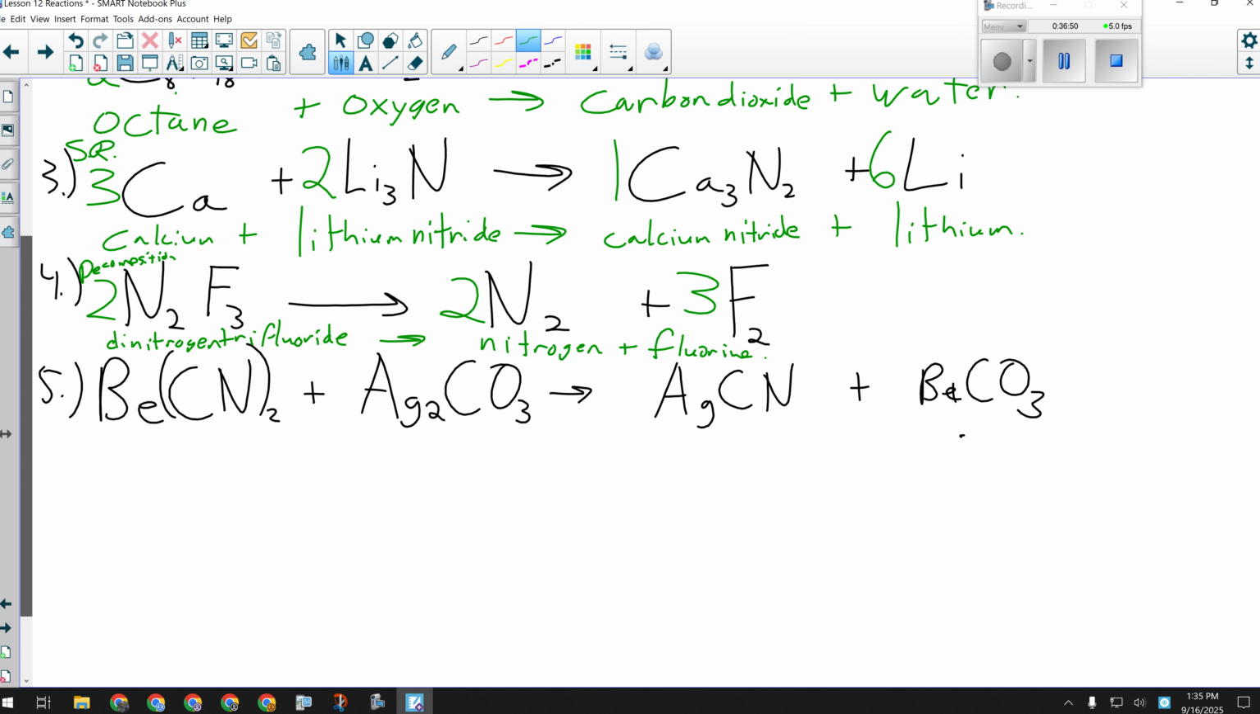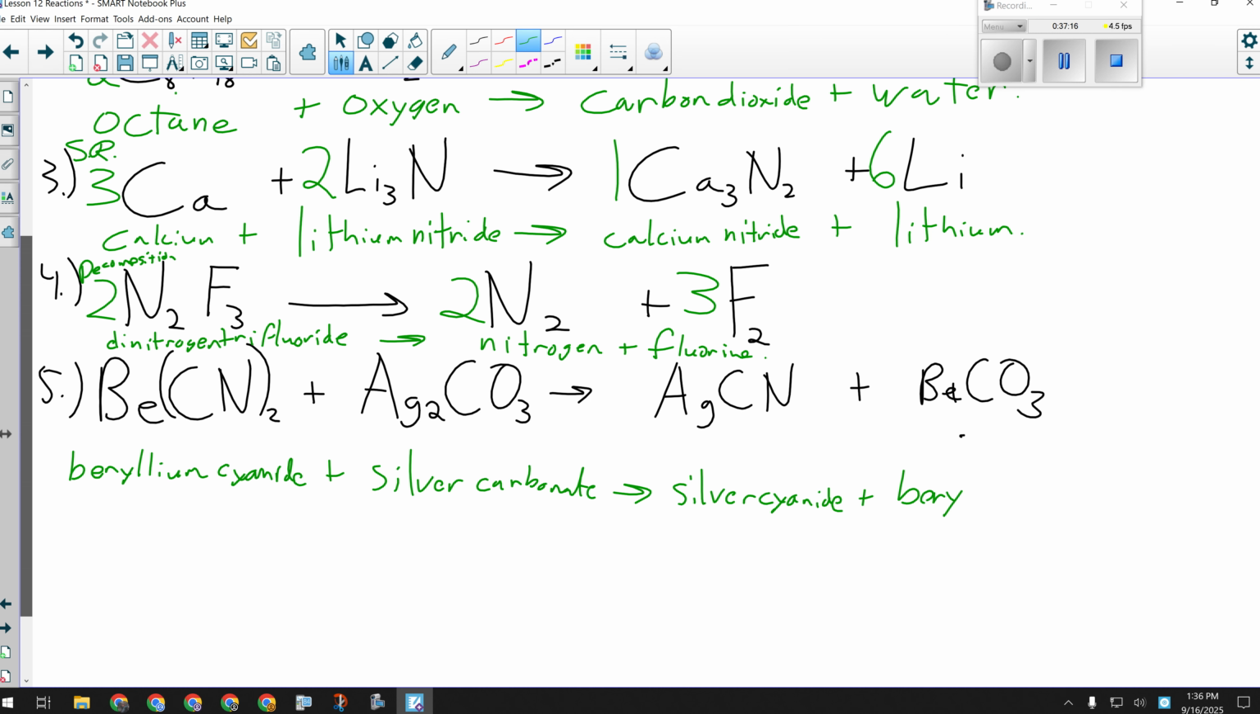Okay, last one. I got an ionic compound, beryllium cyanide, plus silver carbonate, another ionic compound. And that is going to make another ionic compound, silver cyanide, plus another ionic compound, beryllium carbonate. What's the only reaction type that has all ionic compounds? Double replacement.